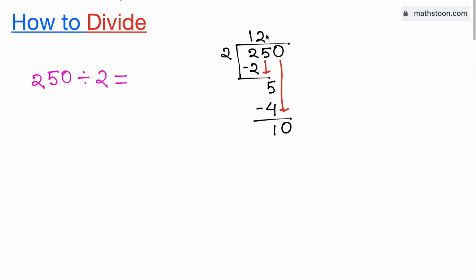And we know that 2 times 5 is 10. If we subtract, we get a 0. As we have got the number 0 and there is no number to bring down here, so we will stop. Therefore, the value of 250 divided by 2 is equal to 125. And this is our final answer.